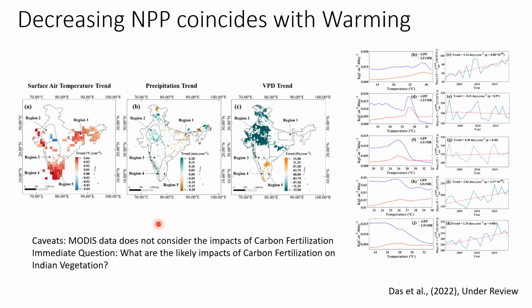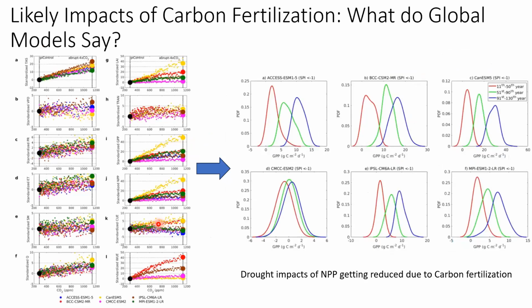So the next question is that what will be the likely impacts of carbon fertilization in India in terms of vegetation? And because no observed data is available, what we have to do is that we have to check it with the model simulations which are available from CMIP6. And this is what is being done by one of my other student, Nivedita. So what she tried to do is that she was analyzing different model output, and she was trying to understand that if we increase your carbon dioxide concentration by 1% every year, at the end of the day, what is happening? Is your GPP increasing or GPP decreasing, or what exactly is happening?